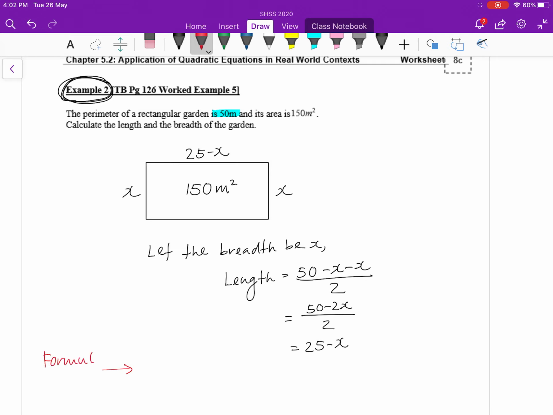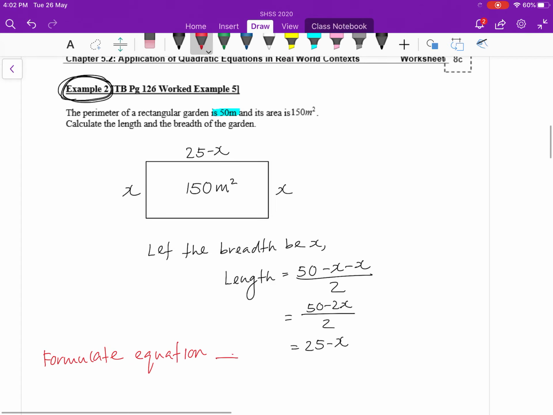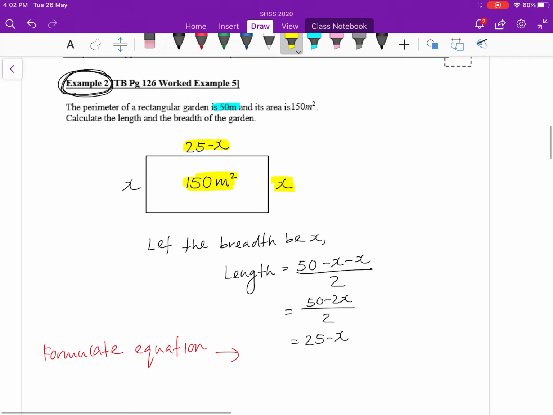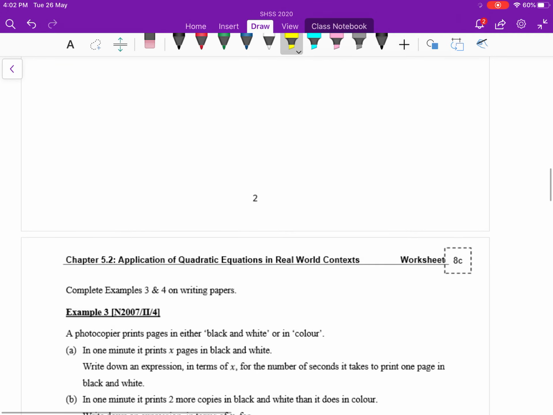Formulate an equation and then solve it. Use what to formulate equation? This, and this to formulate an equation. I've given you enough clues already. So try example 2 on your own, solve for x, then calculate the length and breadth of the garden. I'm going to go to example 3 here.